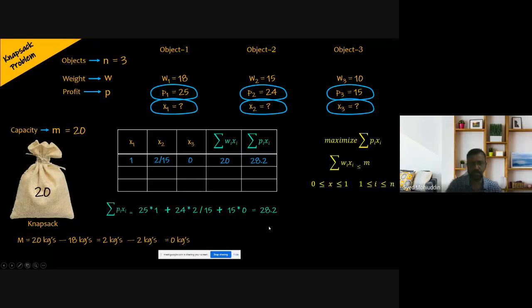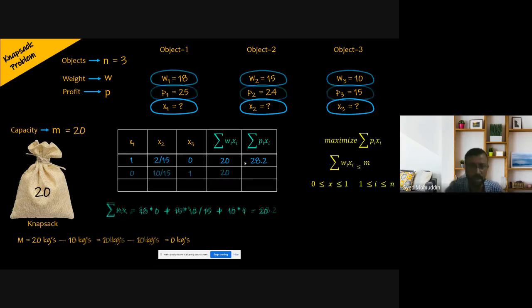Now then, the next thing is, what did we achieve? This constraint was satisfied, 20. The knapsack is filled with 20 kgs, the complete whole knapsack is filled. The whole object x1 is filled in the knapsack, a fraction of 2 by 15 of object 2 is filled, and nothing of object 3 is filled, which gives us the profit of 28.2. Now, this happened when we use the logic of selecting the object which has maximum weight.